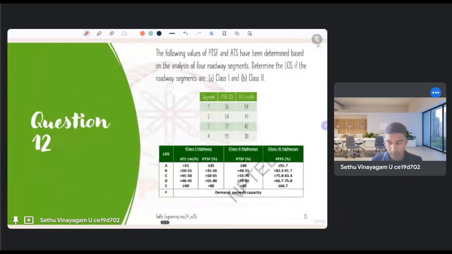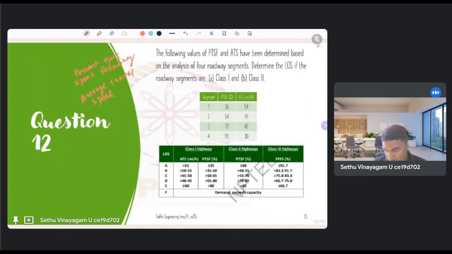Okay, question 12. So we are given the following values of PTSF and ATS. What is PTSF? PTSF is percent time spent following, right? And ATS is average travel speed. Right? So these are the performance measures that we use for determining the LOS of two-lane highways, right? So two-lane highways.